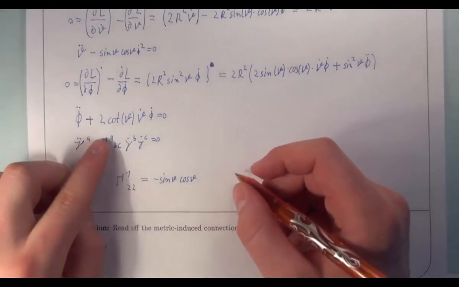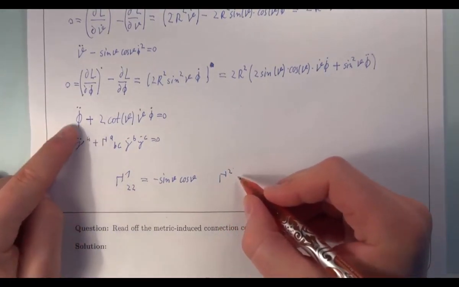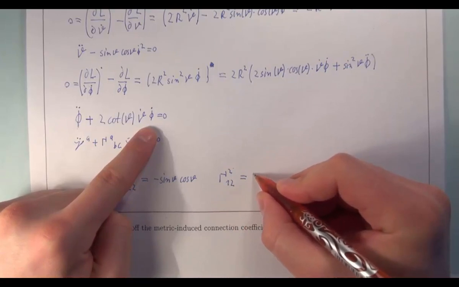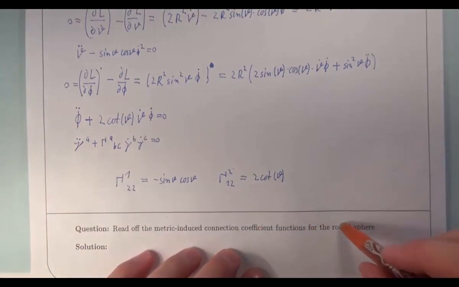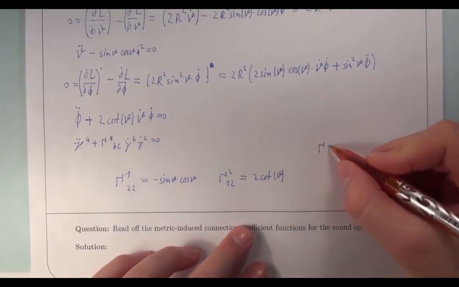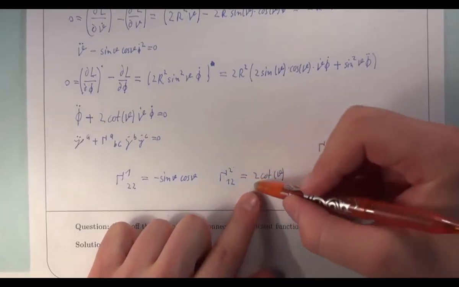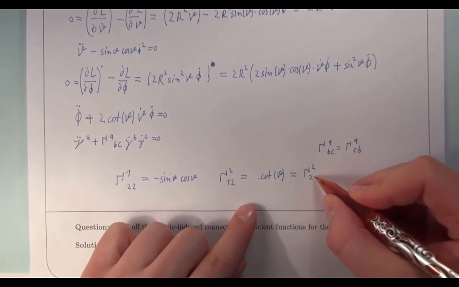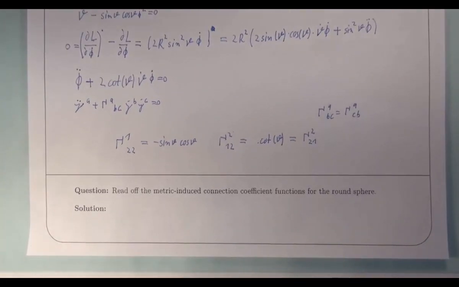Now we just look at the second equation and we see that from there we can read off gamma 2, 1, 2, very good, is equal to 2 times cotangent of theta. And I now really did a small mistake, since we know that from the torsion free, gamma ABC is gamma ACB, we have to distribute the 2 over the 2 gamma symbols, gamma 2, 1, 2 and gamma 2, 2, 1. Therefore, I already answered the next question. Yeah, we finished calculating the Christoffel symbols for the round sphere.